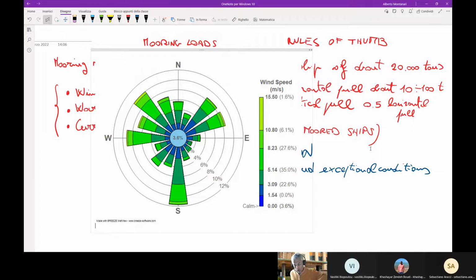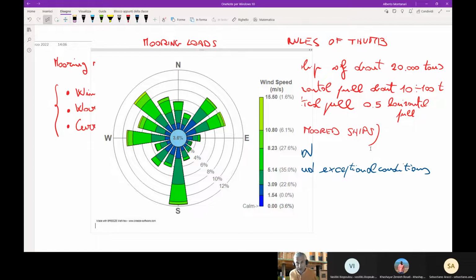So, conclusion, in the south direction, I have 3.6% of the time, zero wind. 2% of the time, wind up to 3 meters per second. 6% of the time, 8 minus 2, wind in the range 3 to 5 meters per second. 4% of the time, we have wind from 5 to 10 meters per second.